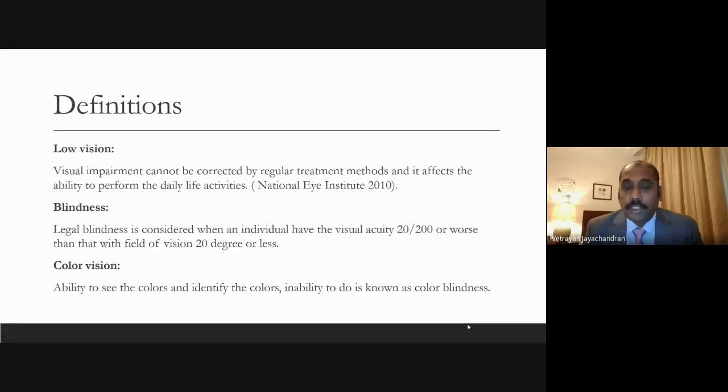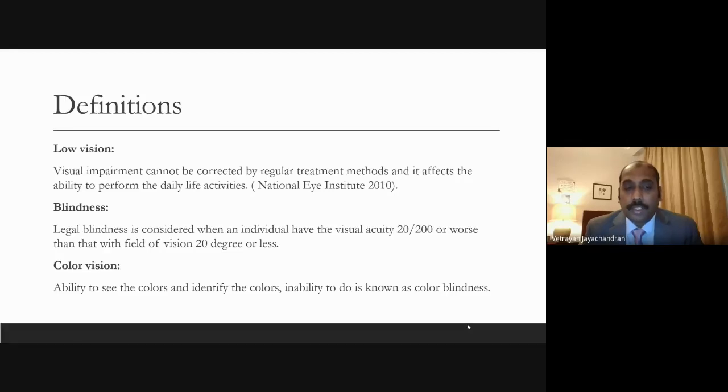The definition of blindness varies from country to country. If you take India, India also has the visual acuity range of 20 by 200 as legal blindness. But in India, they call it economic blindness, or they call it social blindness if the severity increases. If you concern yourself with the WHO, legal blindness is considered as 20 by 400 and a visual field of 10 degrees or less than 10 degrees. So these are the different definitions of blindness.